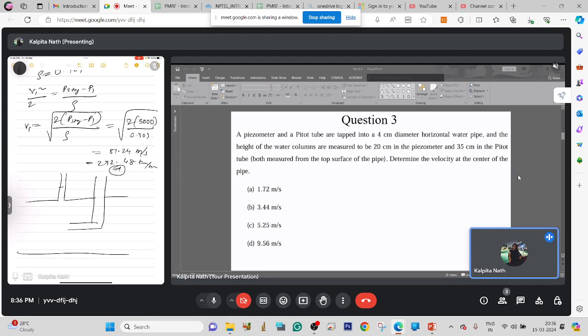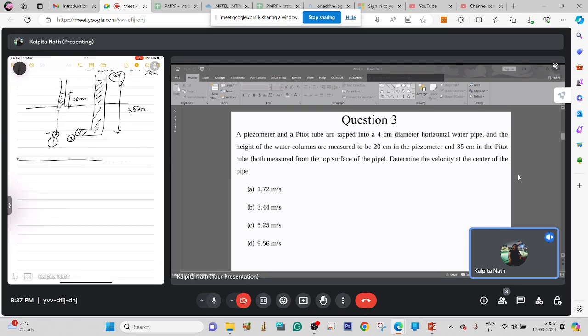So this is the head here and this is the head here. This is at a height of 35 centimeter and this is at a height of 20 centimeter. This is point 2 and this straight here, this is point 1.